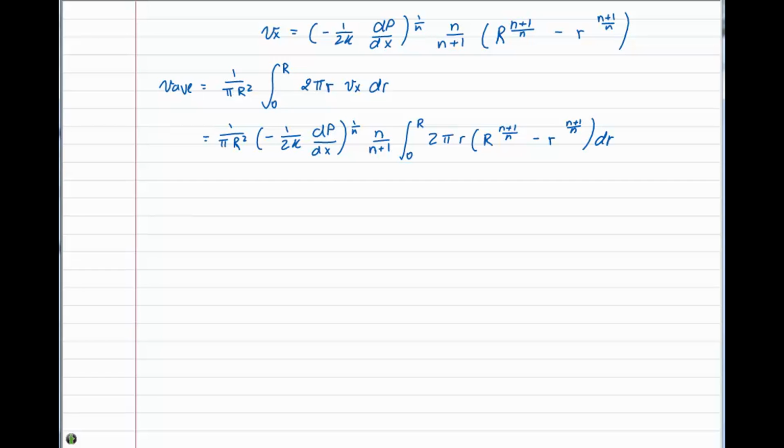We can make it a little bit easier for ourselves by cancelling out some terms, so the pi, and we can take the 2 out of the integral. And we can also, in the integral, change this expression by multiplying everything by r already. So then the small r will actually become r to the power of 2n plus 1 over n, because you actually added 1 unit to it.